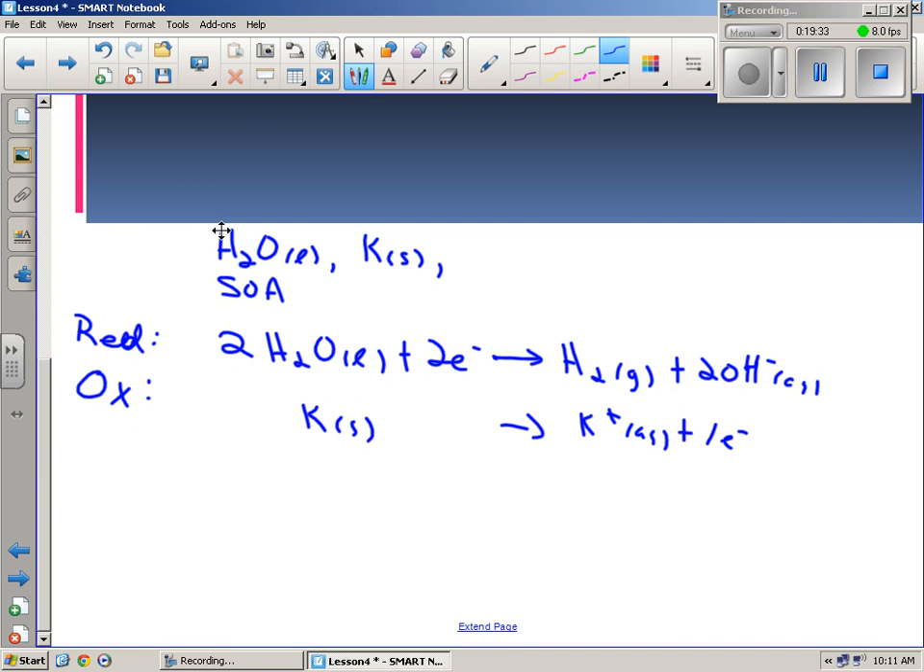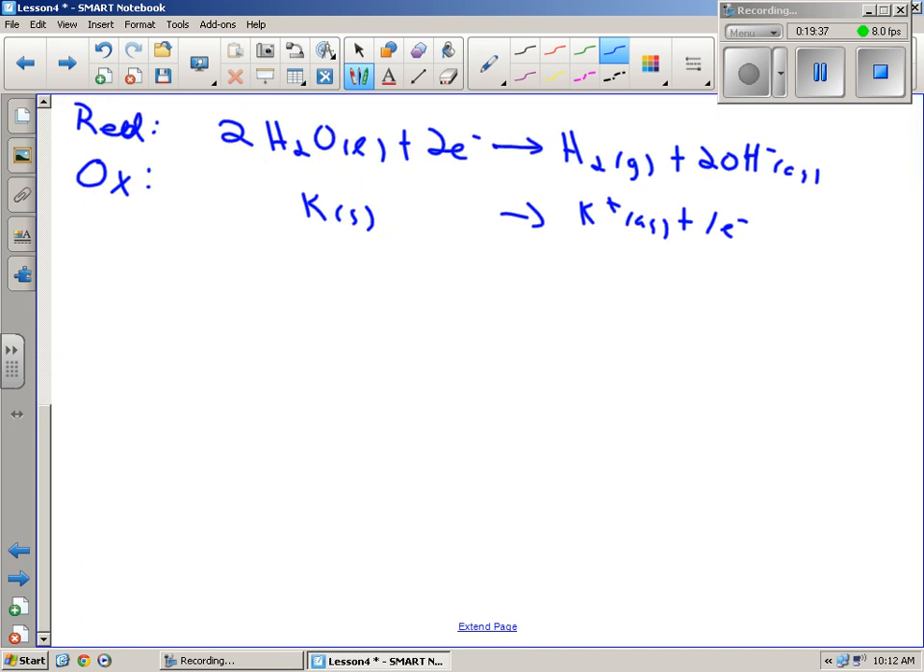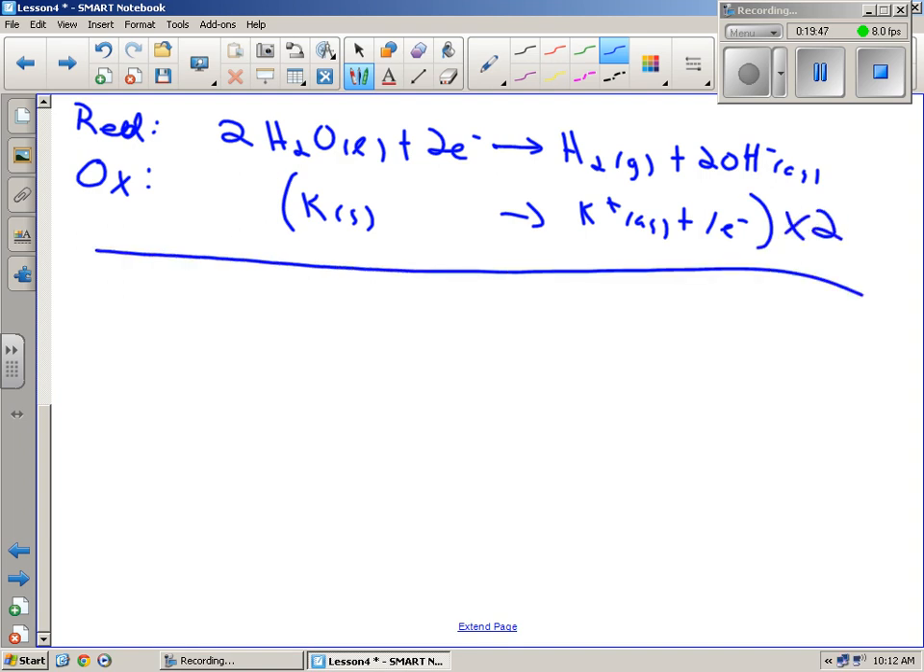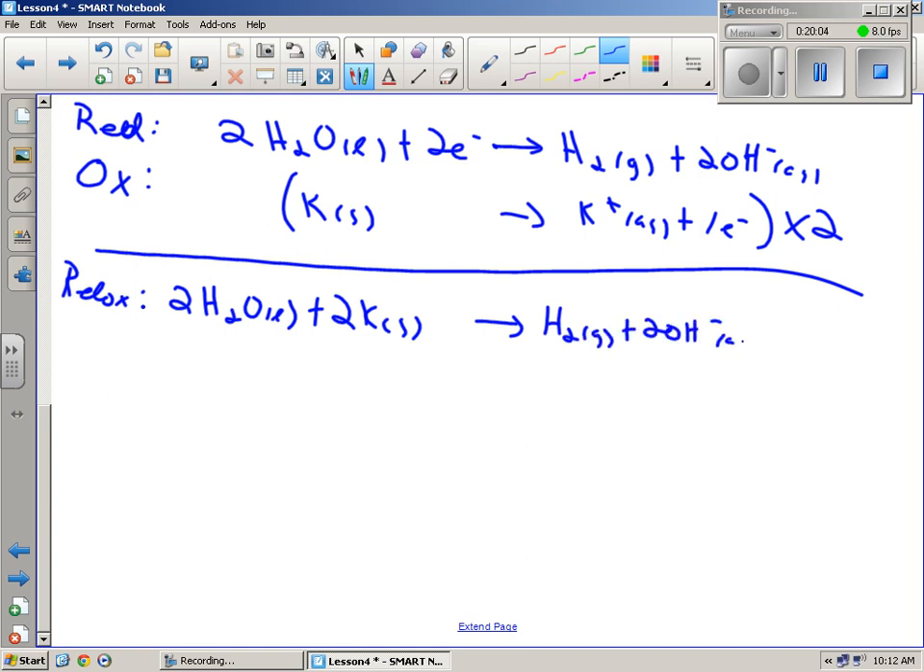We need to add these up. Before we can add them up, though, you have to ask yourself, does electrons gained equal electrons lost? No. So this is back to what we did the first day. Got to balance them. Times it by 2. Electrons lost has to equal electrons gained. Redox reaction. 2 H2Os. Simply add this up, guys. 2 potassium solids gives me H2 gas and 2 hydroxides and 2 K pluses.